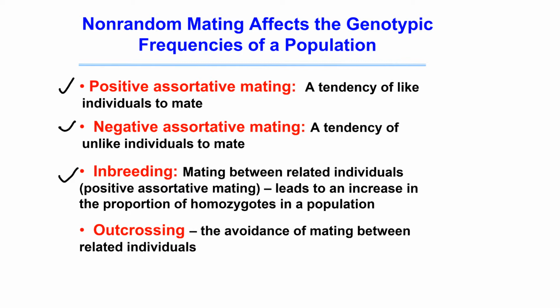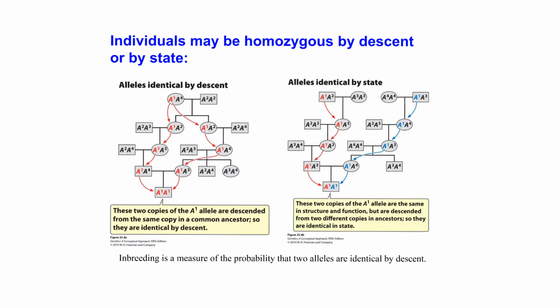Now, the avoidance of mating between related individuals is outcrossing. We talked about inbreeding, that inbreeding increases the number of homozygotes and decreases the number of heterozygotes. So if there are homozygotes in the population, does it mean that these homozygotes are a result of inbreeding?